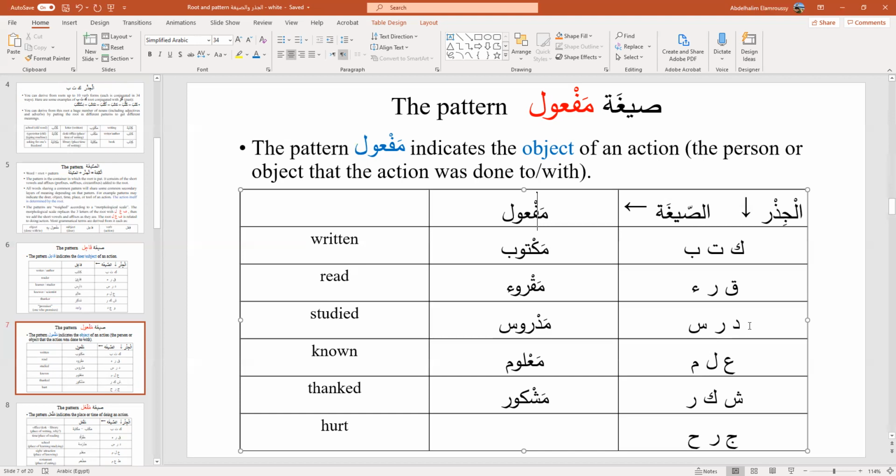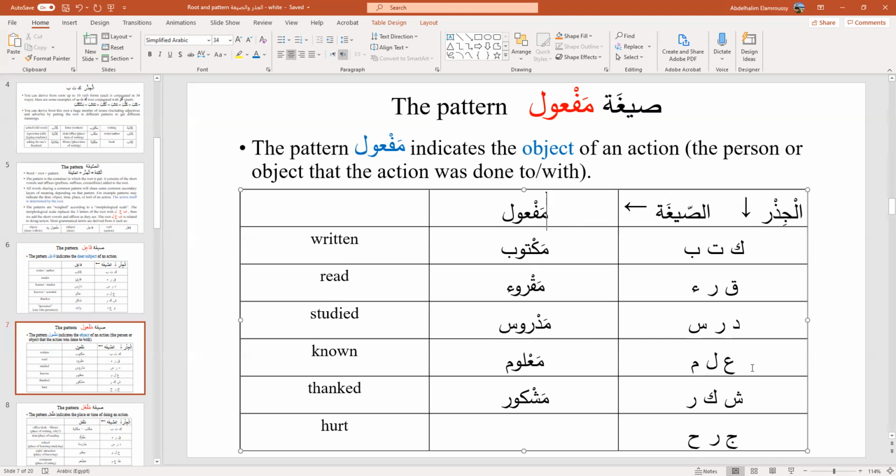Okay, next, dal ra sin. Again, this root has to do with studying. To put it in the pattern maf'ul, we'll do the same steps. Replace the fa with R1, which is the dal. Replace the ayn with R2, the second letter of the root, which is the ra. Replace the lam with R3, the third letter of the root, which is the sin. And that's the first step again. Second step, add everything else as it is, the meme, the fatha, the sukun, and the waw, so it will be madrus, and this refers to the thing that is studied.